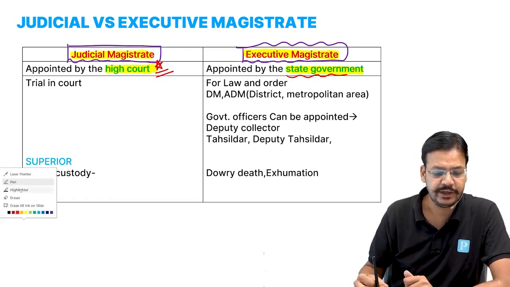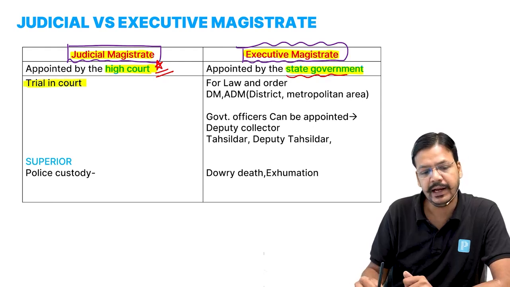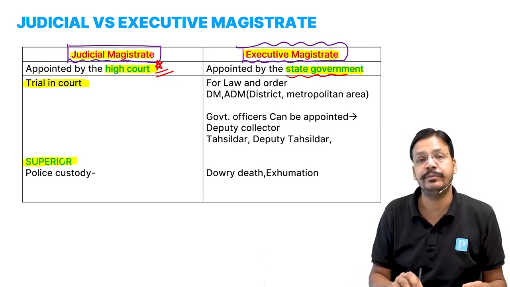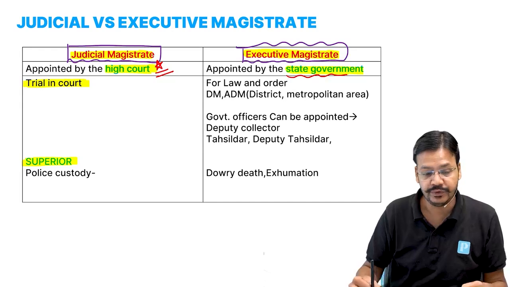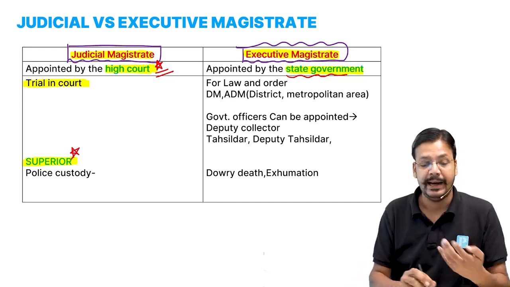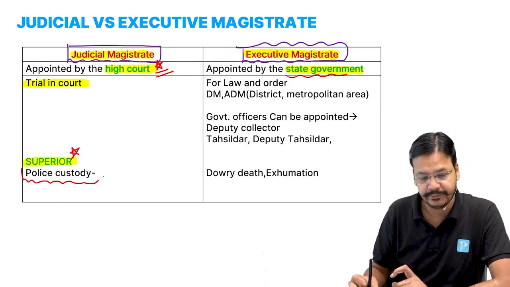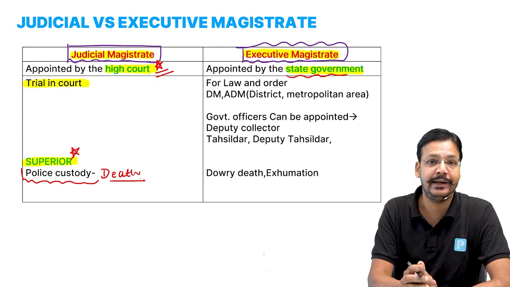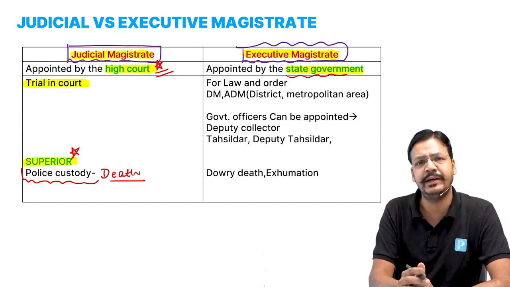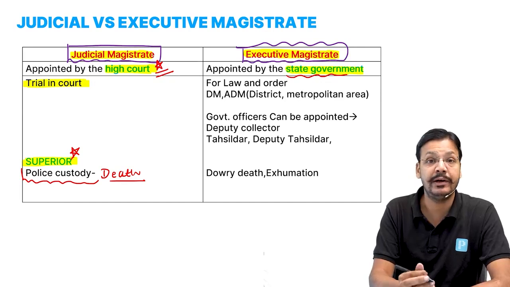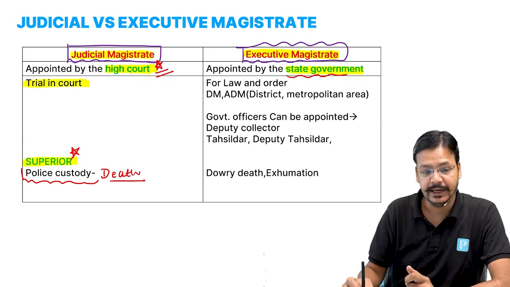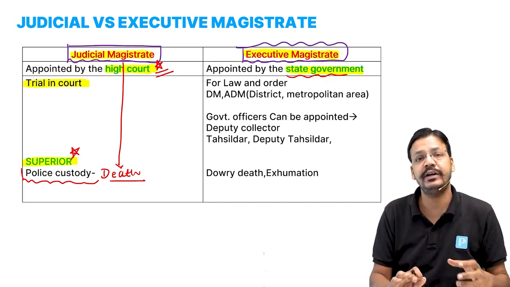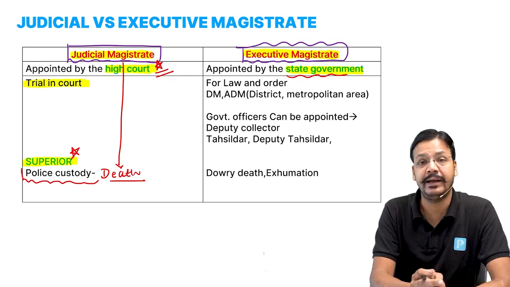Now, what do judicial magistrates do? They go for trial in the court. And friends, judicial magistrates are superior if we compare with executive magistrates. So if you get a question, which magistrate is superior? The answer is judicial magistrate. And any police related death, like custodial death, police firing death, police beating death, custodial rape, in all these, the inquest is conducted by a judicial magistrate, which is appointed by High Court.